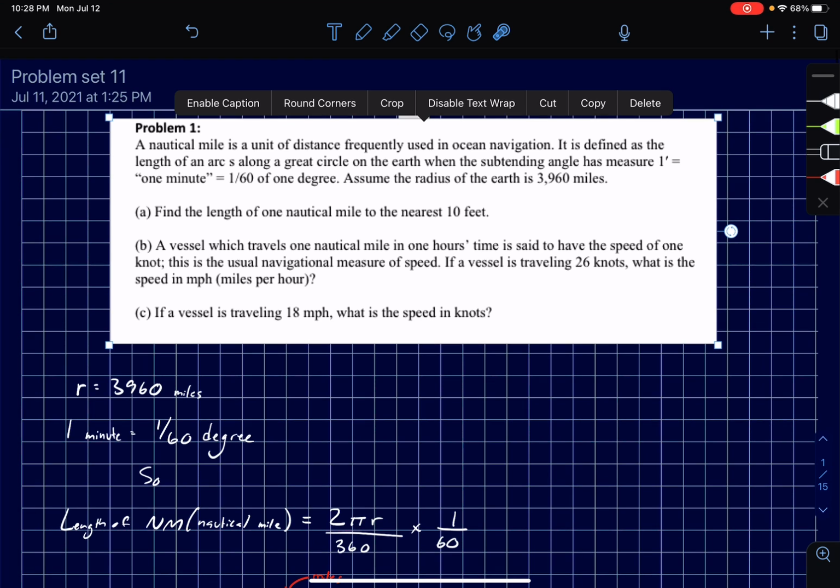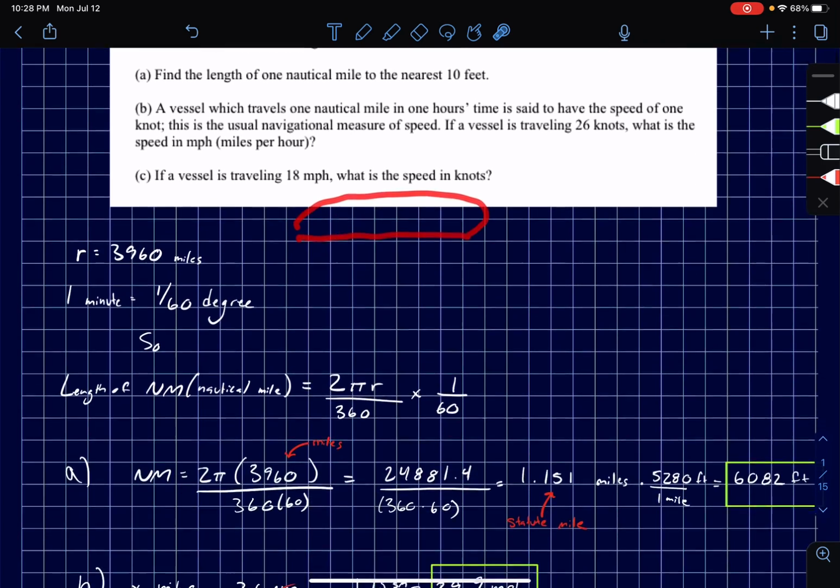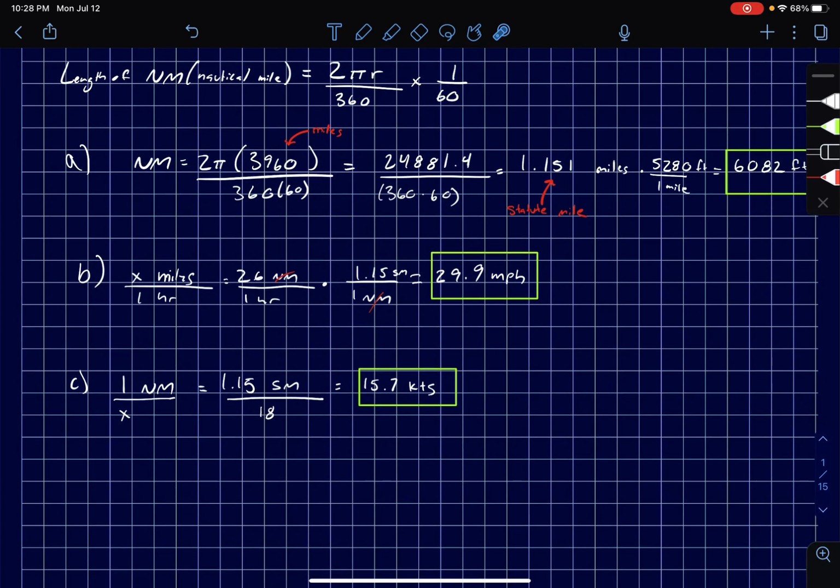Part C says that if a vessel is traveling 18 miles per hour, what is the speed in knots? So it's the same thing, but flipped around. So we just do 1 nautical mile over X equals 1.15 statute miles over 18. Cross multiply and divide, solve for X, and X is 15.7 knots.